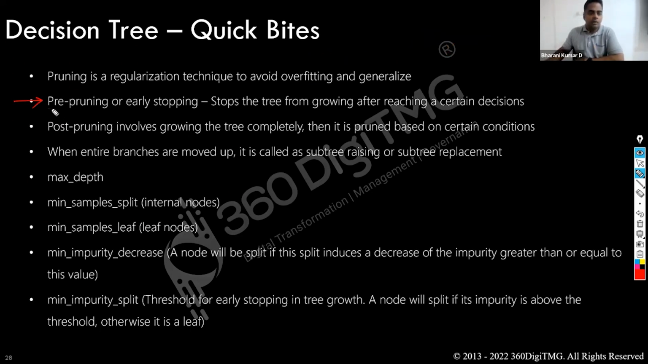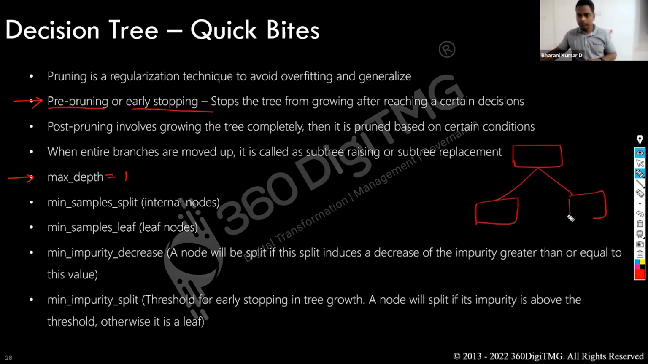Okay. So one is called pre-pruning or early stopping. You put certain conditions and you say that please do not grow further. For example, if you say maximum depth equal to 1, do you know what will happen? If you have a root node and you're splitting it, that's it. It will stop here. It will not split any further. It has reached depth equal to 1. Depth equal to 1 is also called a decision stump. Depth equal to 1 is given a special name called decision stump.